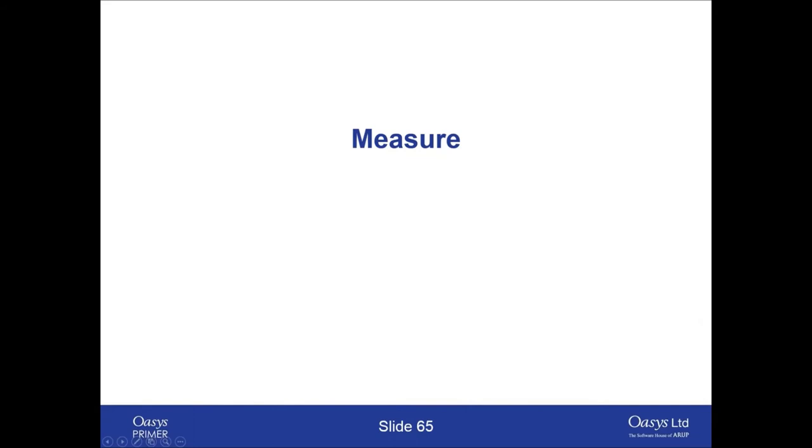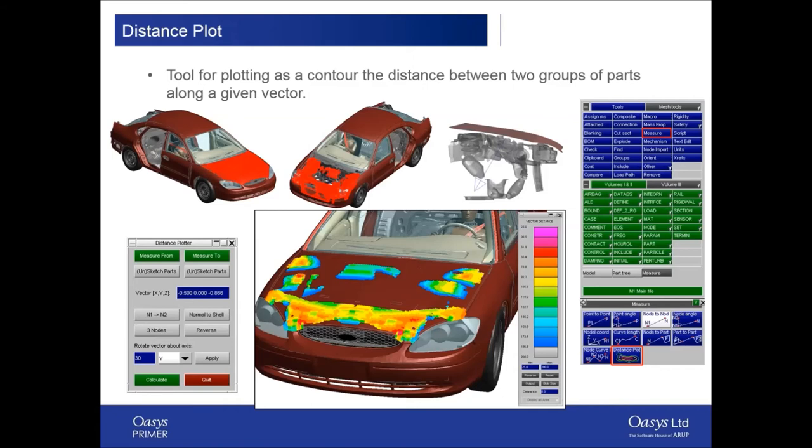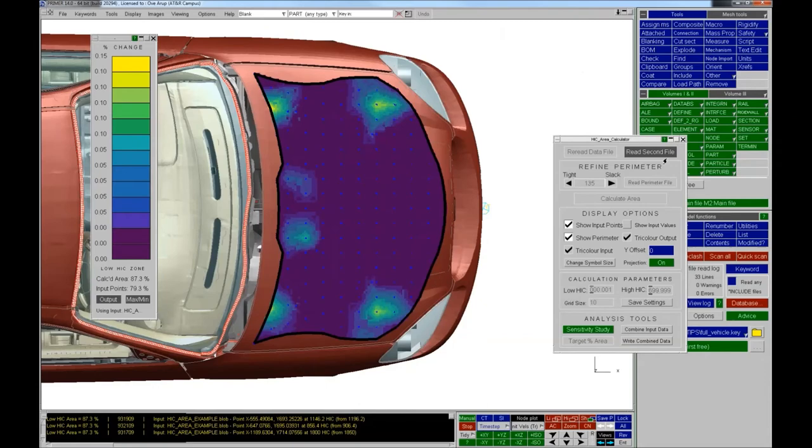Okay, I'll move on now and talk about measure. The measure tools have been in Primer for a while, but there's a new option in there, and this is a distance plotter. So it's a way of plotting as a contour distance between two groups of parts, and you specify a vector to do that along. And this again is best shown as a demo, so I'll switch back into Primer.